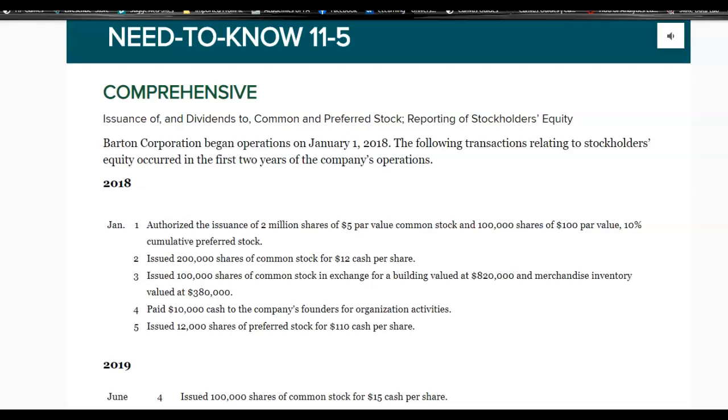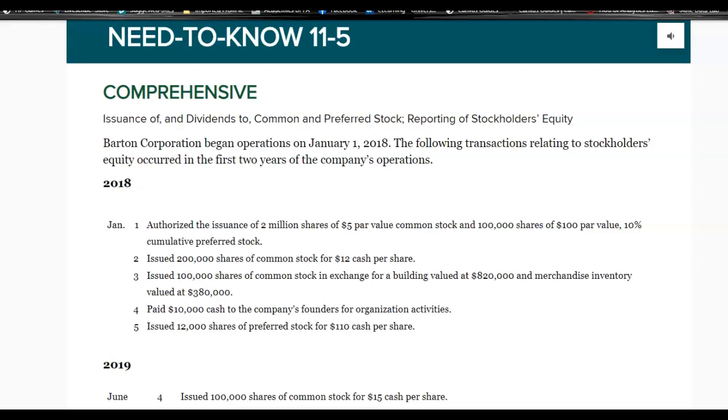You could be asked a question that would only give you a portion of this, of course, and they could just ask maybe something that's a recall type question, or they can actually ask something that requires you to apply something. So we're going to take a look at this here, and it says Barton Corporation began operations on January 1st of 2018. So we have a start date for this company.